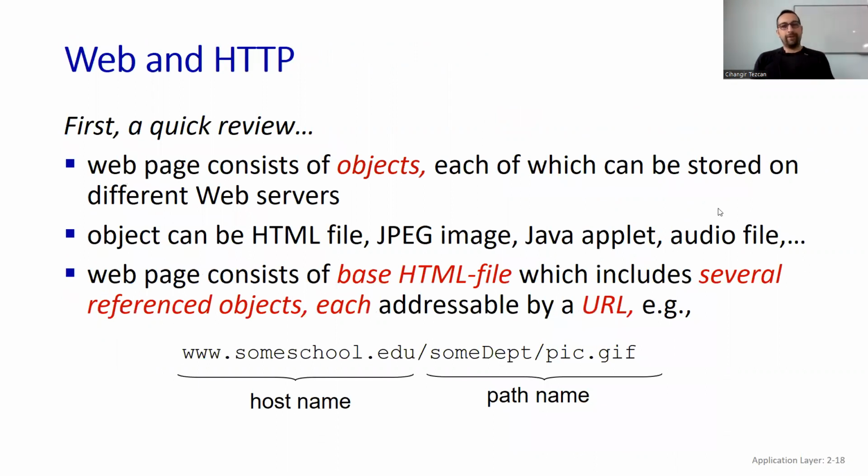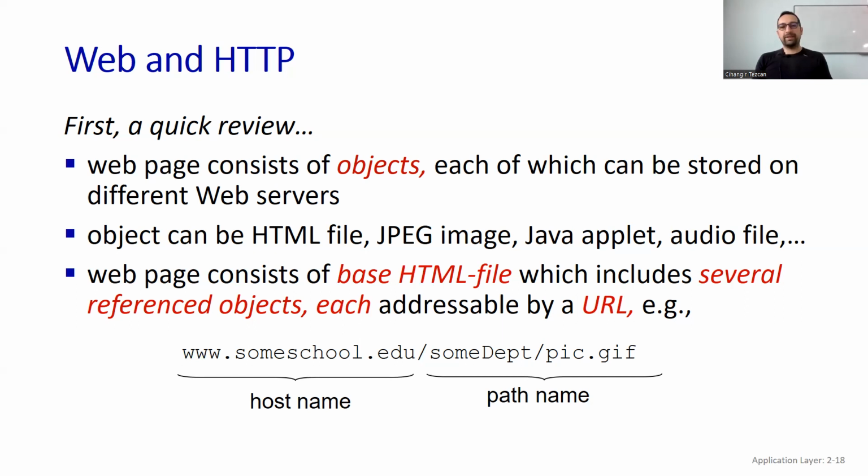First, a quick review. A web page consists of objects, each of which can be stored on different web servers. By objects, we mean JPEG images, maybe Java applications or CSS files and so on. Anything included in an HTML web page is referred to as an object. The HTML file itself is also an object here for us, okay? And the good thing is that you can store them on different web servers. Objects can be an HTML file, JPEG image, Java applet, audio file, and so on.